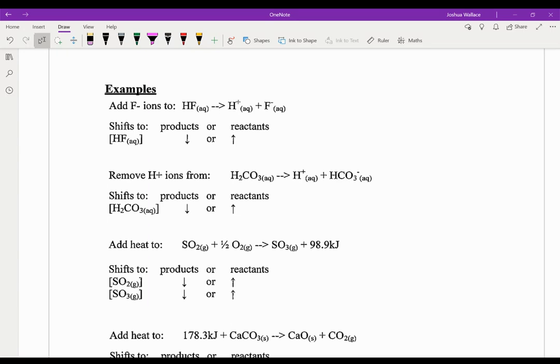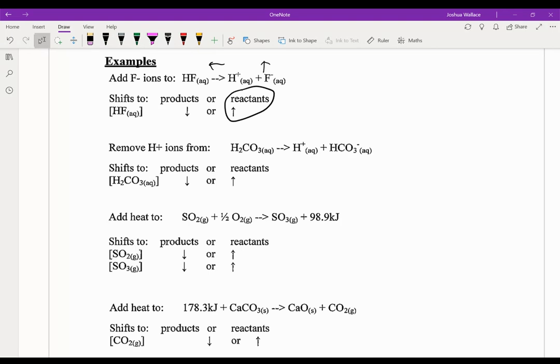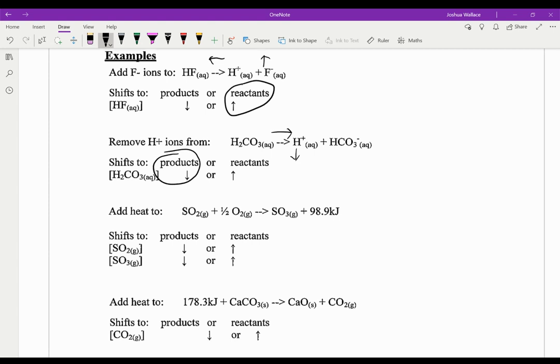So we add fluorine ions to HF to produce H plus and F minus. What happens is we added F minus ions. That causes our equilibrium to shift to favor the reactants because it's going to produce more HF. We're removing H plus ions, so those are being removed. Our reaction is going to favor the products.